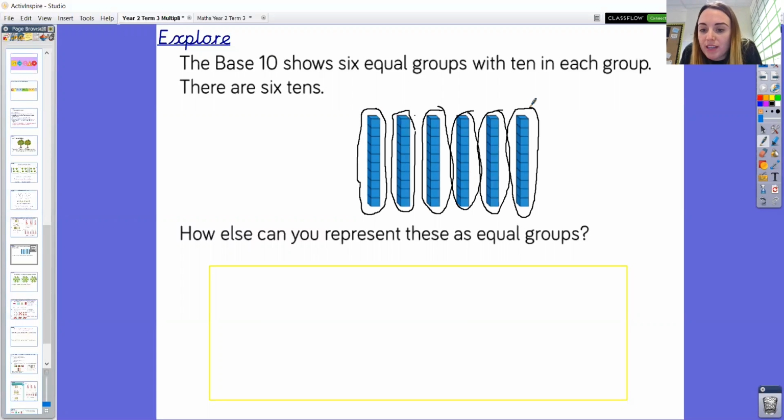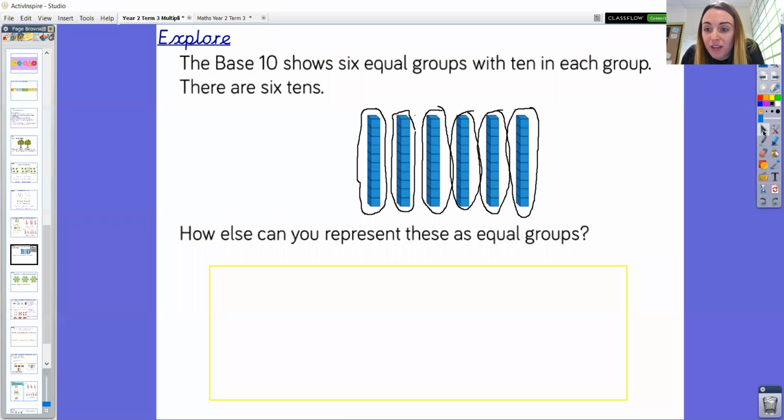How else can you represent these as equal groups? So in this picture here, you can see that there are 6 equal groups. I wonder if you can do it in a different way. I wonder if there could be 5 equal groups, or perhaps 3 equal groups. I'm going to hand it over to you, Year 2. Please pause the video and have a go at showing equal groups in different ways using these 6 tens. You may choose to have a go in your maths book since we don't have our whiteboards.